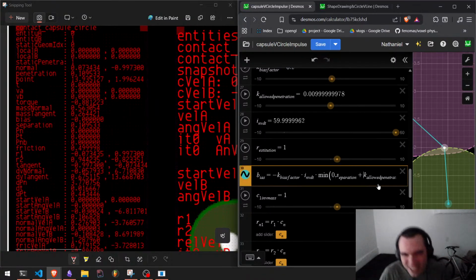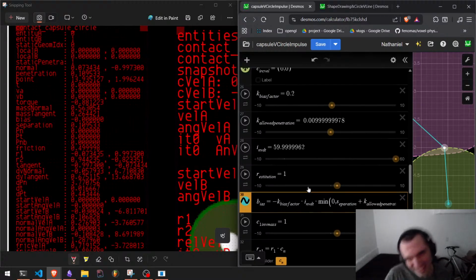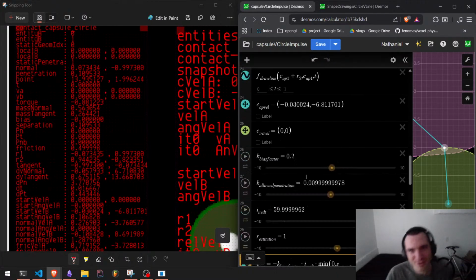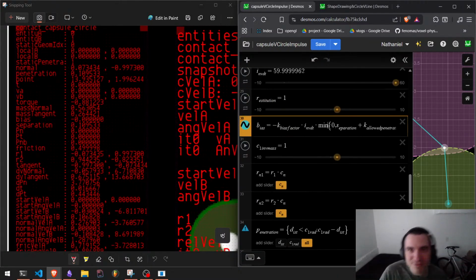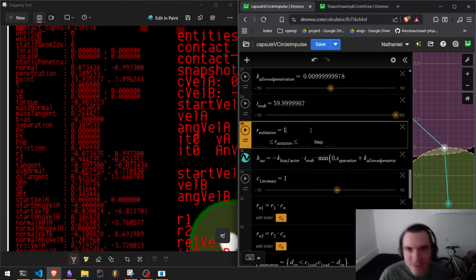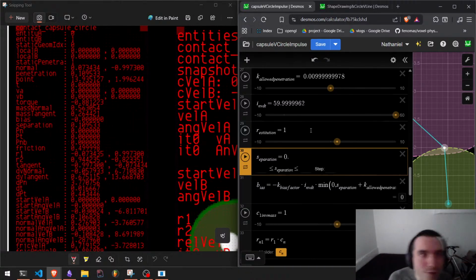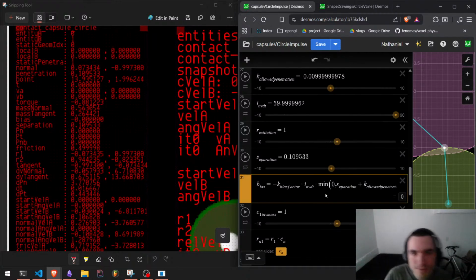The separation, I feel like that should be the negative of penetration, but I guess we'll figure it out as we go further. So we'll just make that variable separation. Separation is 0.1095. Okay. And that's the bias. That's how much we want to correct.